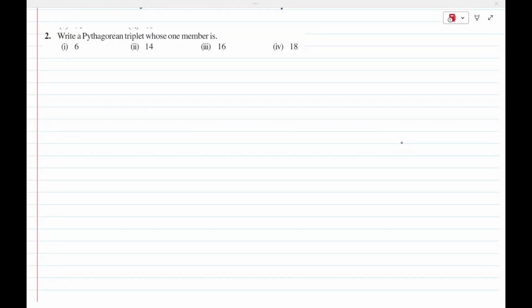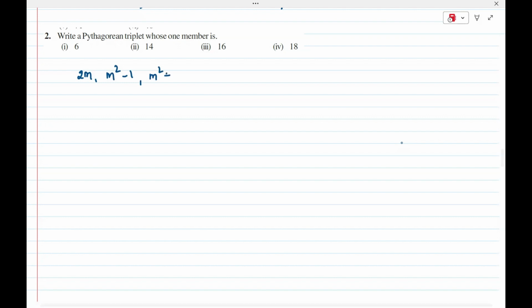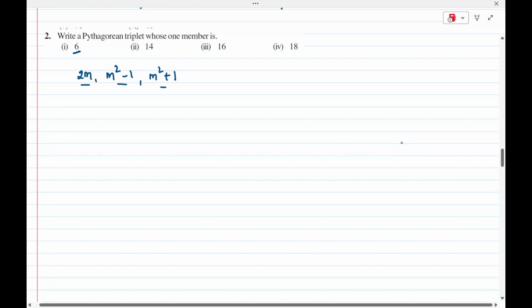Write a Pythagoras triplet whose one member is 6, 14, 16 and 18. So how to find a Pythagoras triplet? The three members of a Pythagoras triplet are 2m, m square minus 1, m square plus 1. We have to select which member is 6, such that while calculating the value, it shouldn't be a decimal number. It has to be a whole number.